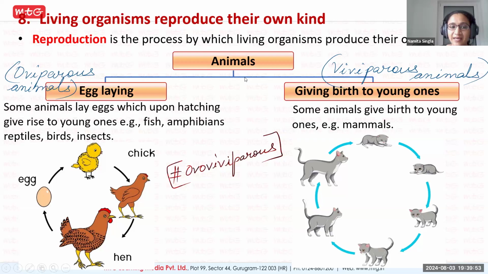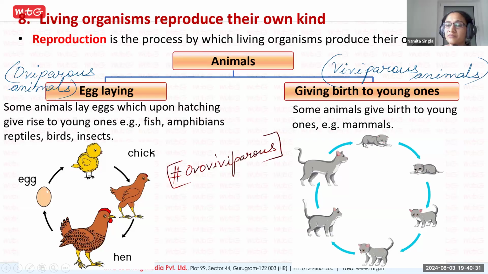Now here we are talking about animals, the egg-laying animals, the animals which lay eggs. Eggs upon hatching: hatching means when the animal provides warmth to the egg and the egg breaks and the baby comes out of the egg. So hatching takes place and the young ones come out of the eggs. Such animals are called oviparous animals. Examples are fish, amphibians, reptiles, birds, insects. See here the life cycle is shown: an adult hen lays an egg, from the egg a chick comes out, the chick grows and becomes an adult again.